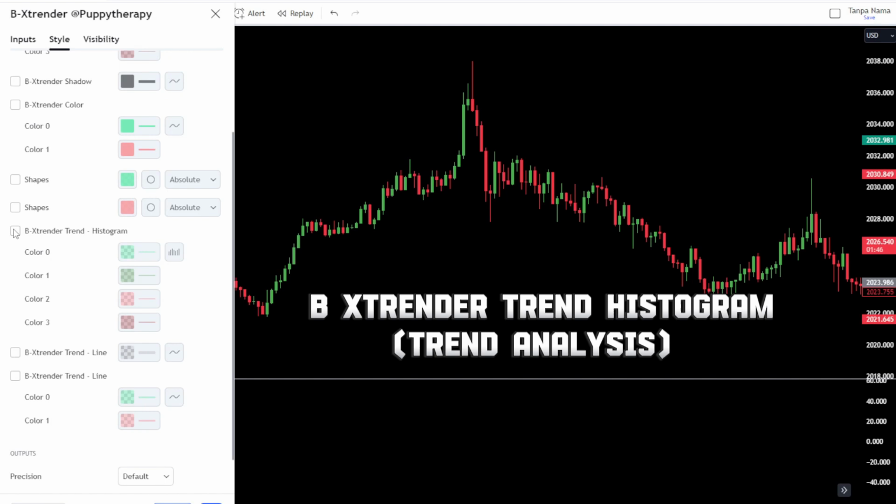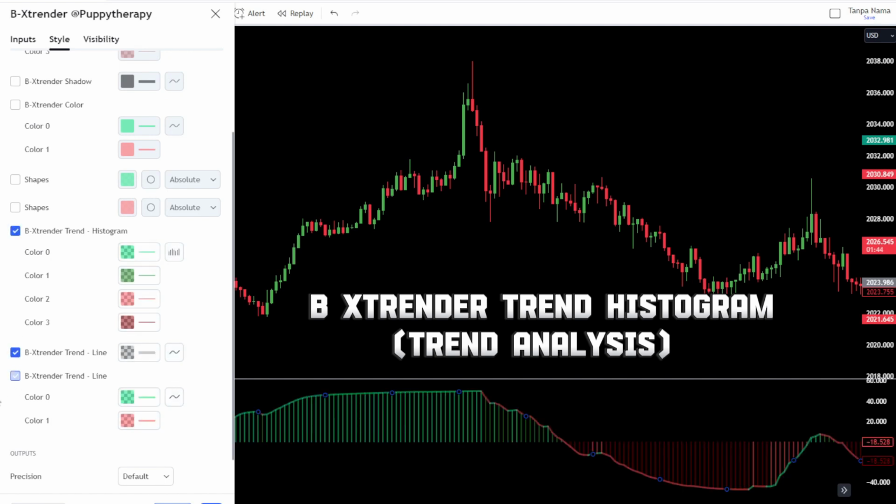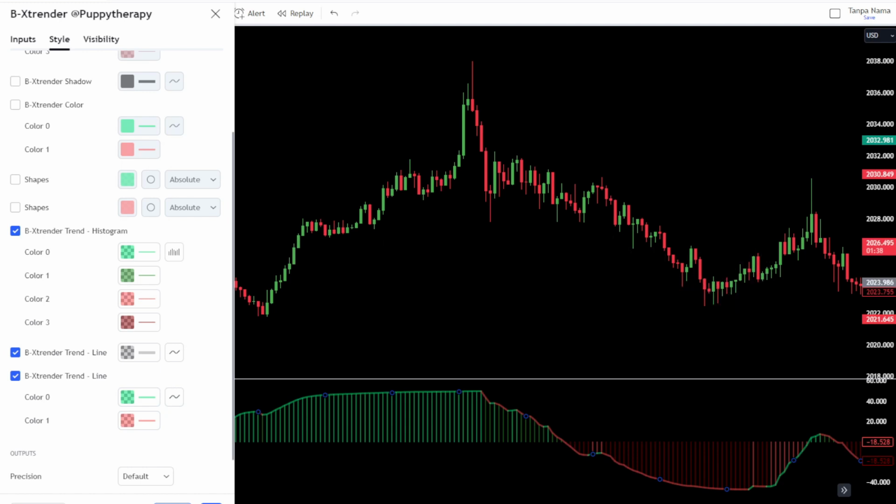3. B-xtrender trend histogram. The b-xtrender trend histogram serves as a trend guide in the market, complemented by the b-xtrender line. To enhance clarity, adjust the opacity of both the b-xtrender histogram and line according to your preference. When the b-xtrender histogram is positioned at the upper level, it indicates a bullish trend. Simultaneously, the b-xtrender line provides detailed guidance on the trend movement.